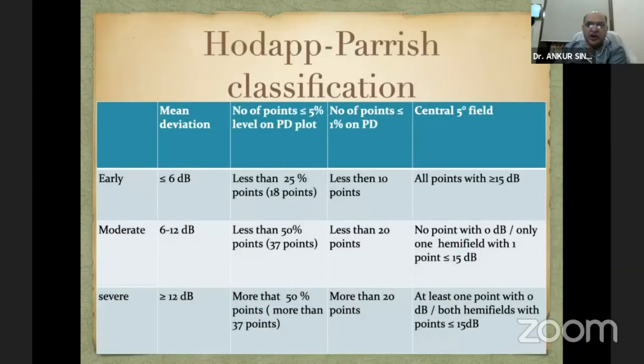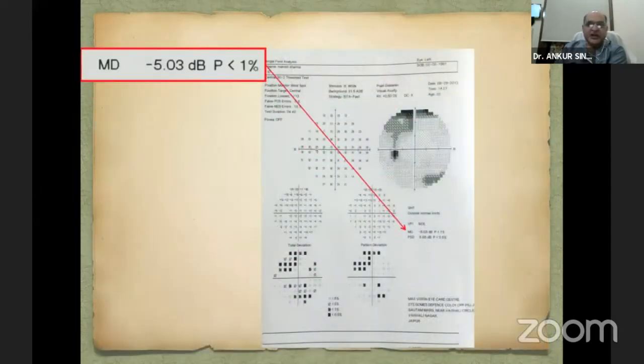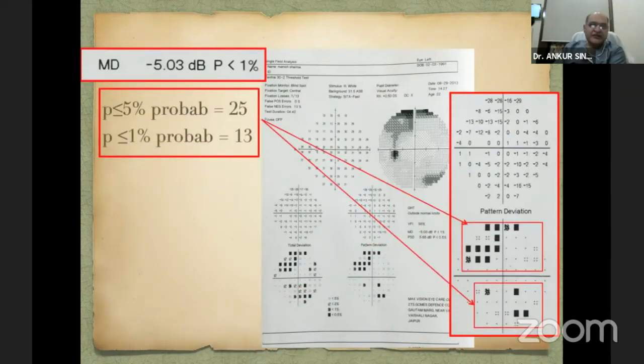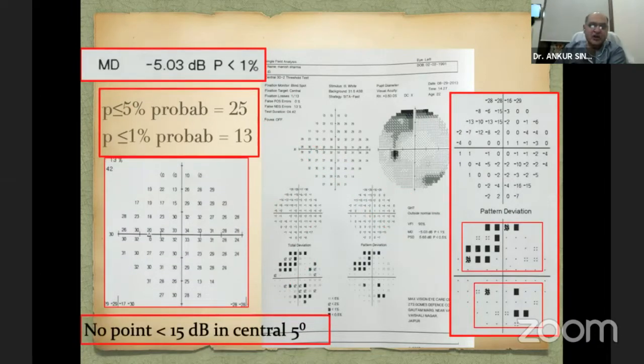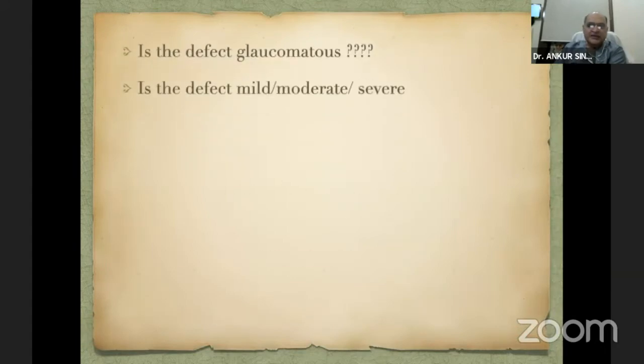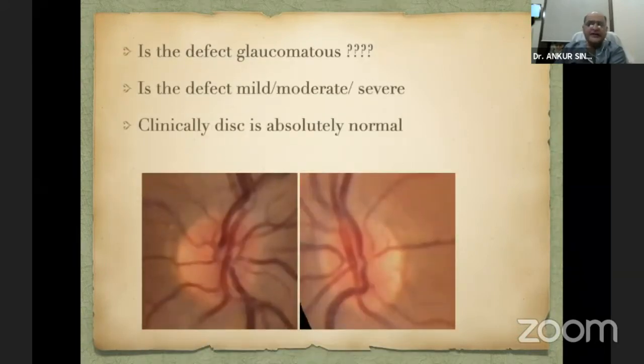Then we move on to the Hodapp-Parrish classification, and we can try and classify this field as an early, moderate, or severe visual field defect. Mean deviation is less than -6, so it probably falls into an early kind of visual field defect. There are 25 and 13 points, so probably it falls into a moderate kind of visual field defect because of glaucoma. And there is no central point having a depressed value of less than 15 decibels, so it is definitely not severe. Looking at these fields, we would probably classify this as glaucomatous, maybe a mild to moderate visual field defect.